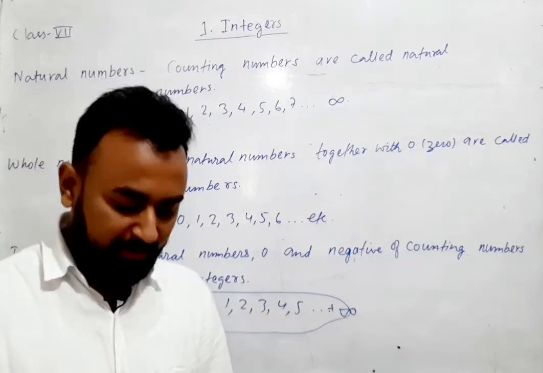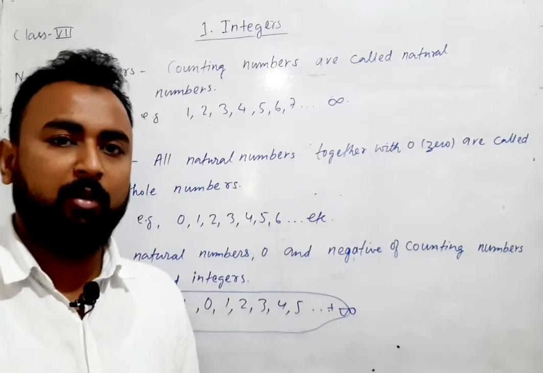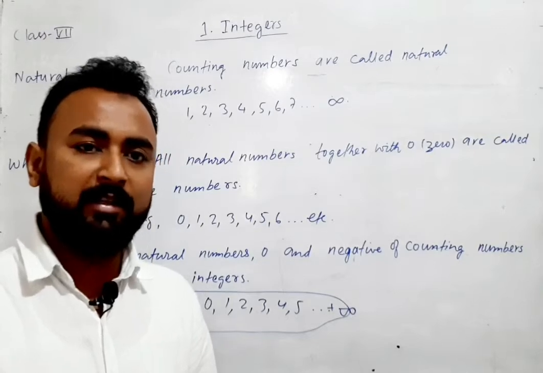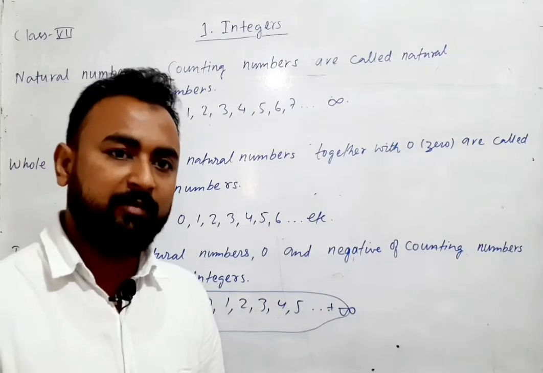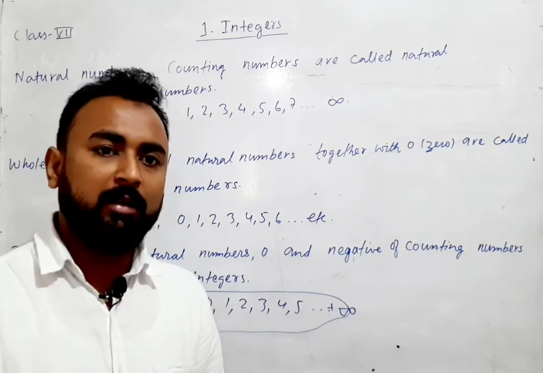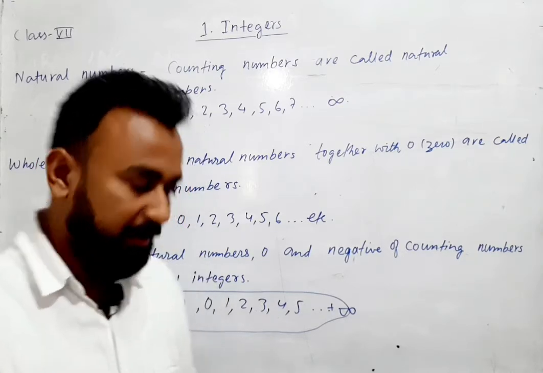So in this chapter we have to perform different operations on integers like addition, subtraction, multiplication, division, and different properties which satisfy our arithmetic operations like addition, subtraction and multiplication. So let's start.